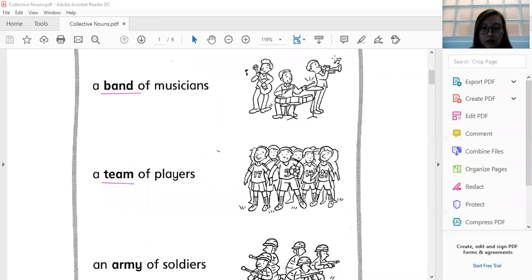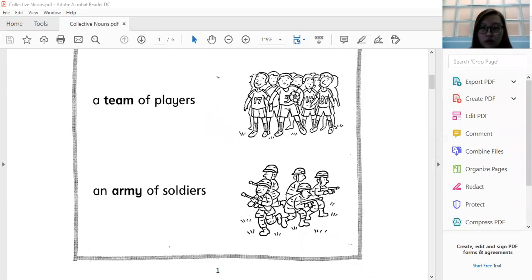And of course, the last one here, we have an army of soldiers. Whenever you have more than one soldier, we can put them into one group. We call them an army of soldiers. When you put them into a group, it means that you're looking at them as a group, as a whole. So we call this an army of soldiers.